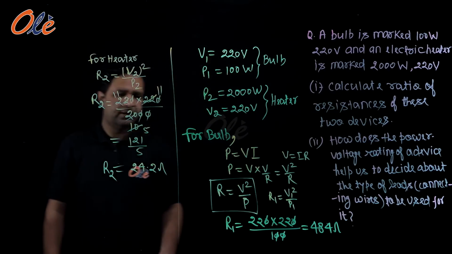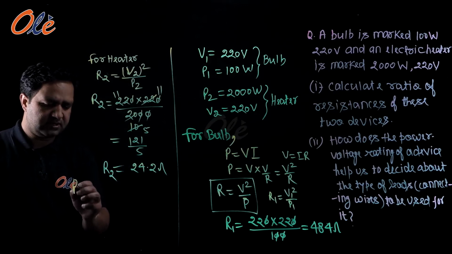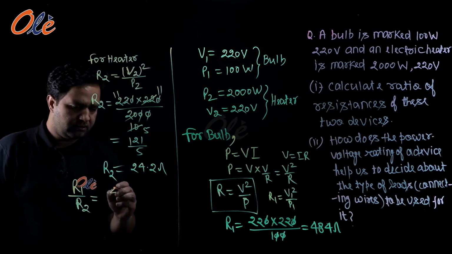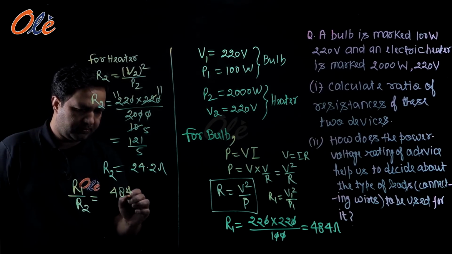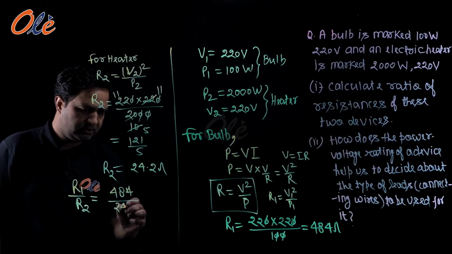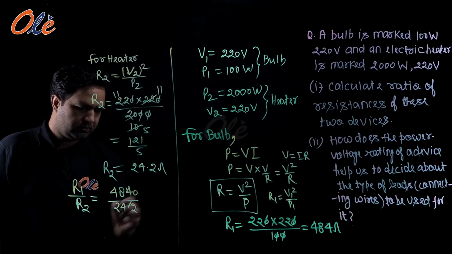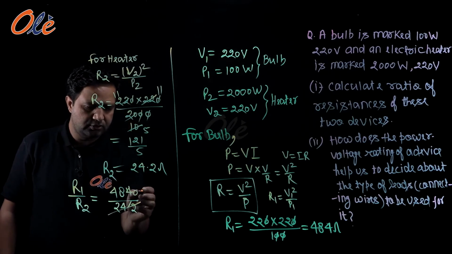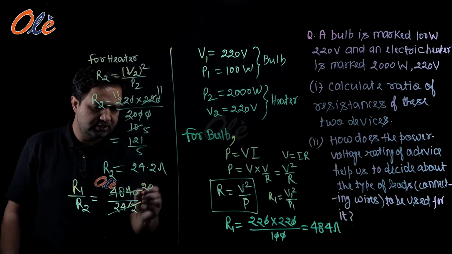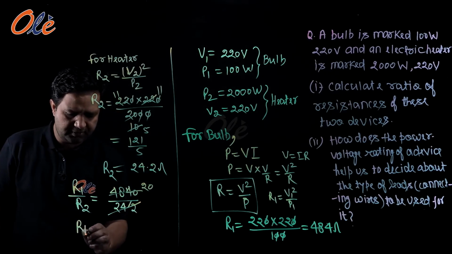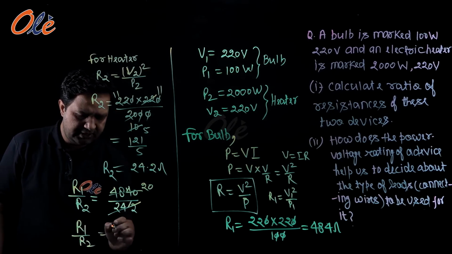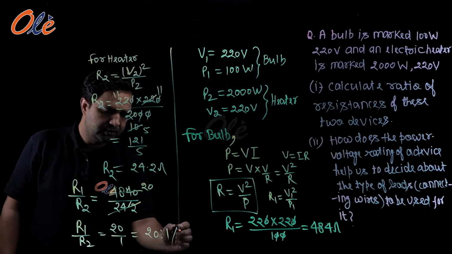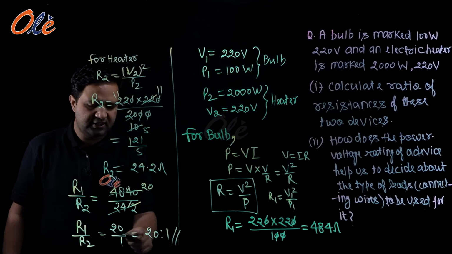Okay. Now what will be the ratio of the resistances? Means R1 upon R2 is equal to, R1 कितना है 484 upon R2, 24.2. Okay, how many times it will go? 20 times. Okay, R1 upon R2 is equal to 20 upon 1, or we can write 20:1 का रेशियो. ये रेशियो हो जाएगा 20 और 1 का.